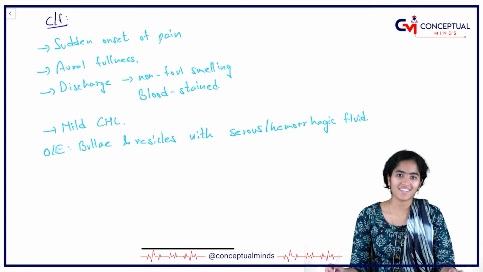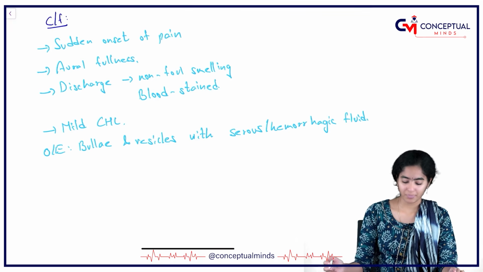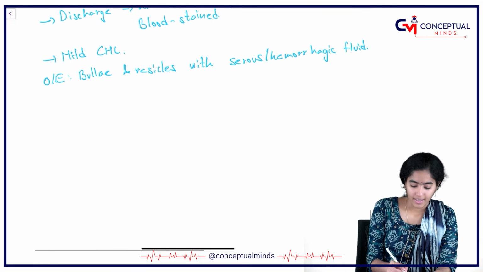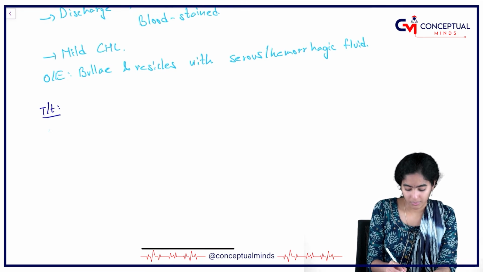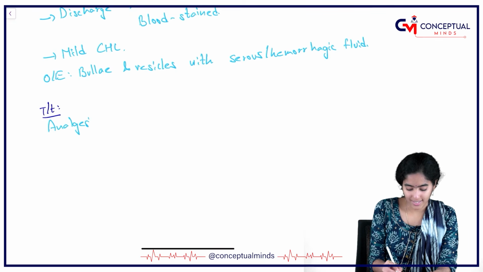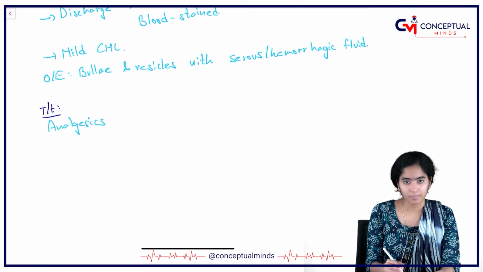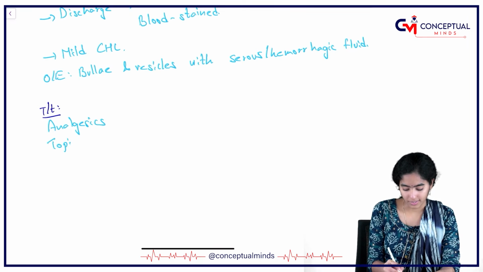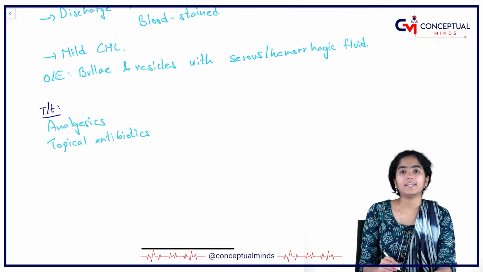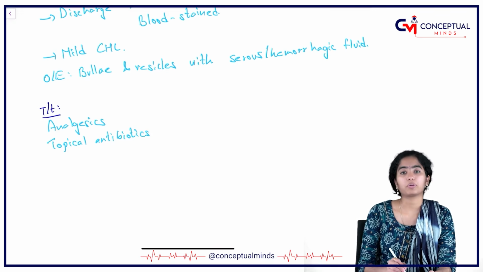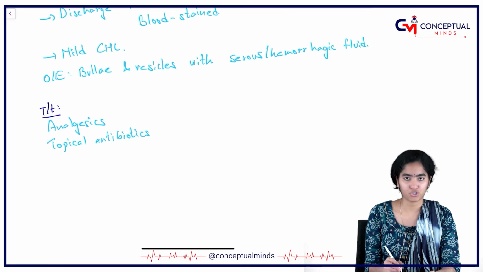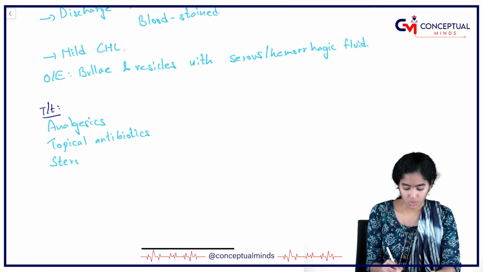This is about bullous myringitis, and treatment for bullous myringitis is analgesics, as it is a painful condition. First we prescribe analgesics, and because it is an infectious condition, antibiotics are given, topical antibiotics. And to promote healing and prevent inflammation, steroid eardrops are also prescribed.